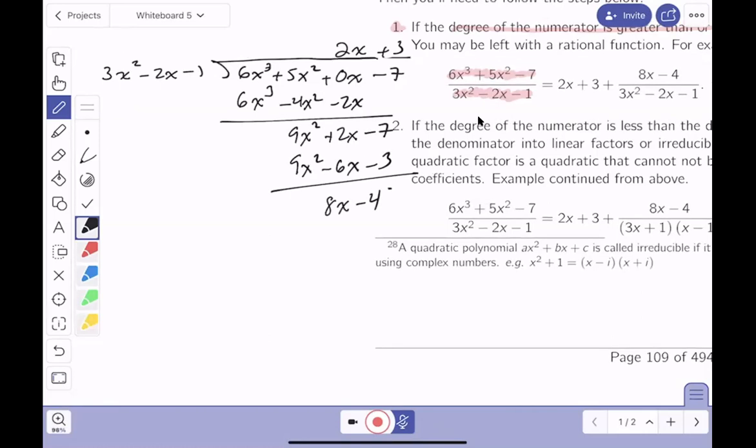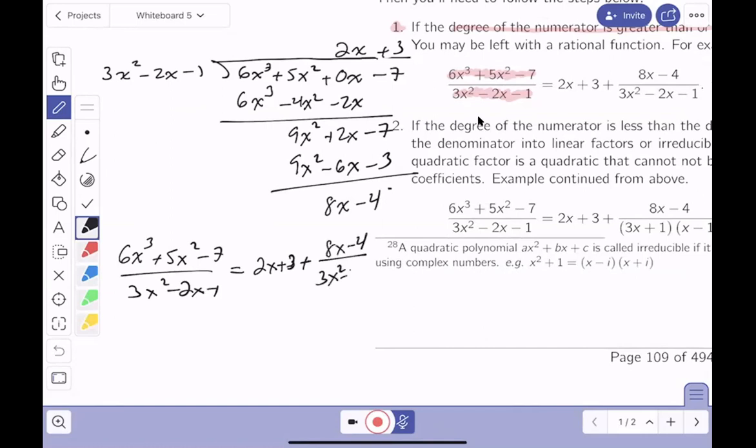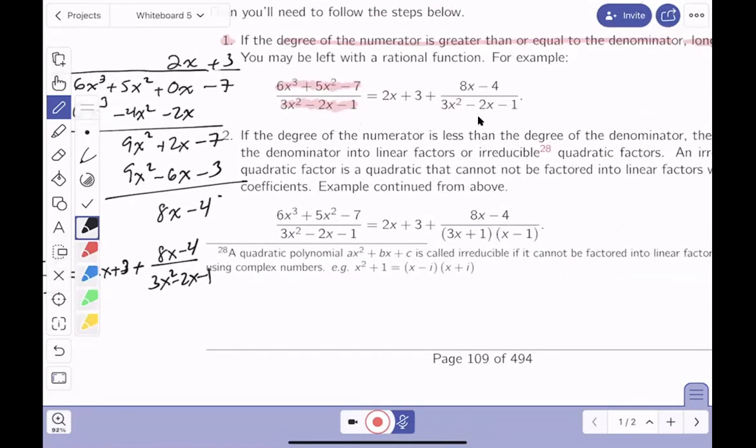So the answer for this problem, I'll write down for you. When I say the answer to the first step, 6x cubed plus 5x squared minus 7 over 3x squared minus 2x minus 1 would be equal to 2x plus 3, plus unfinished business. What's the unfinished business? x minus 4 over 3x squared minus 2x minus 1. All right. So I want to point out that's written over here. So this is the first step, number one step.